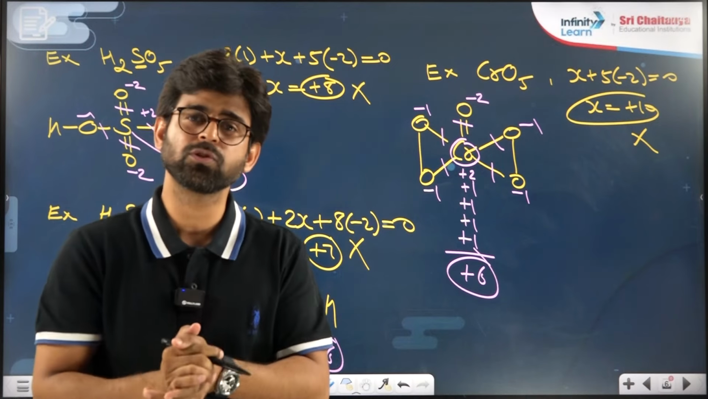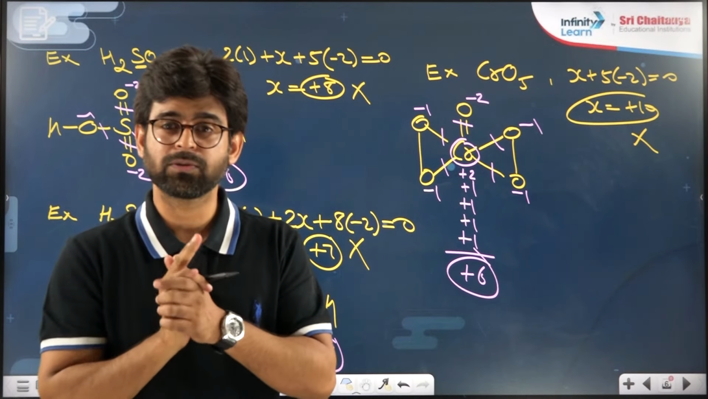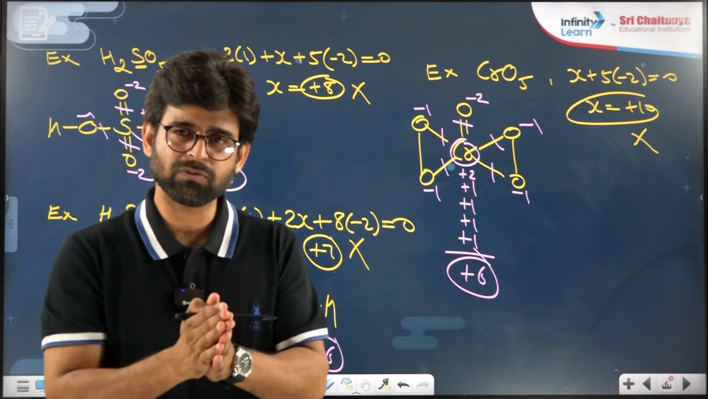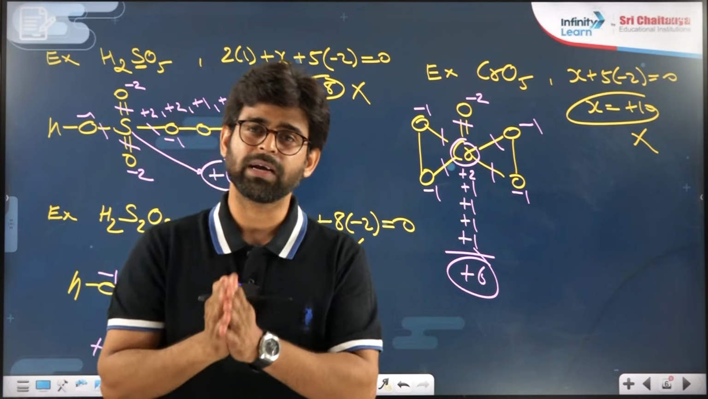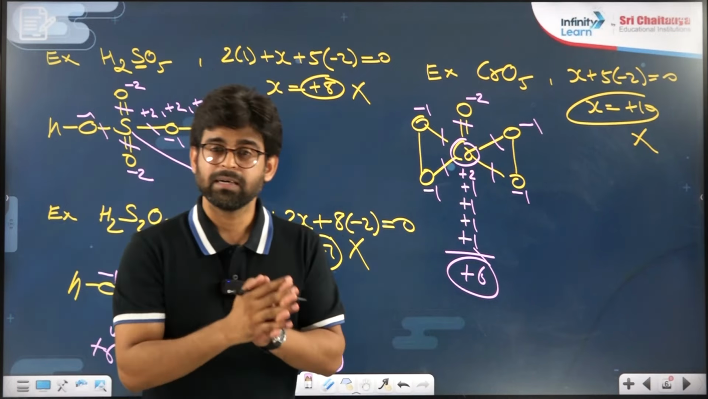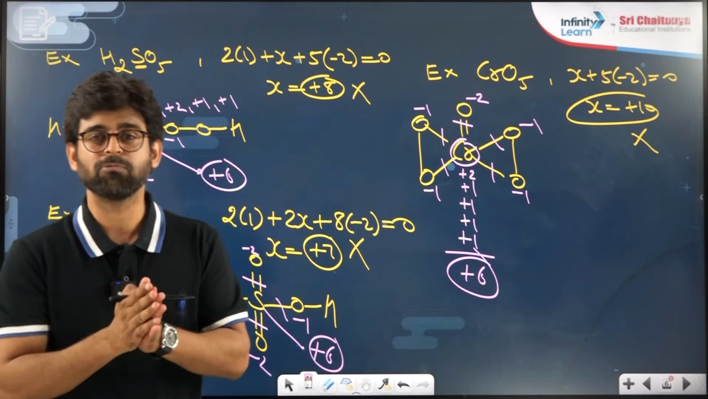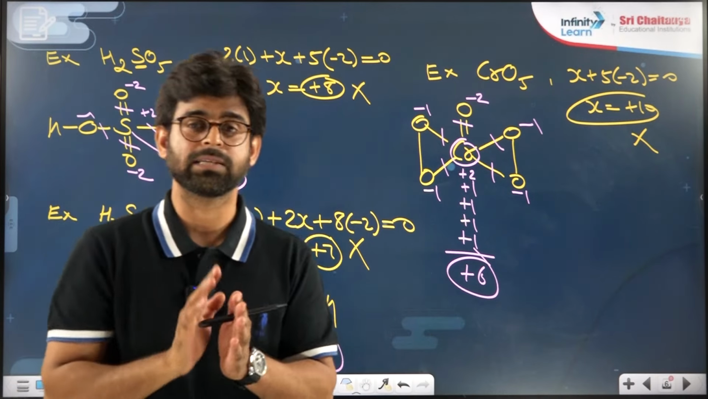So this is how we find the oxidation state using structures. And this is especially useful for the 2 types of questions I told: those where we need to find the oxidation state of an individual atom, and to find the oxidation state of elements in those compounds which have peroxide linkage, where the formula gives us a wrong answer, right?